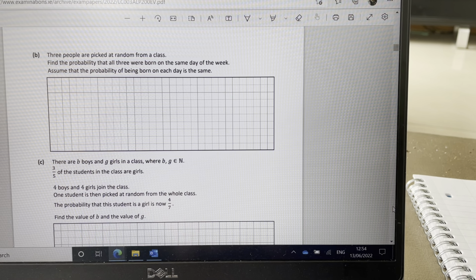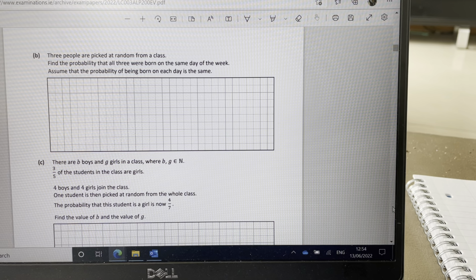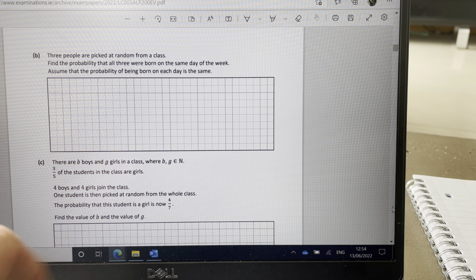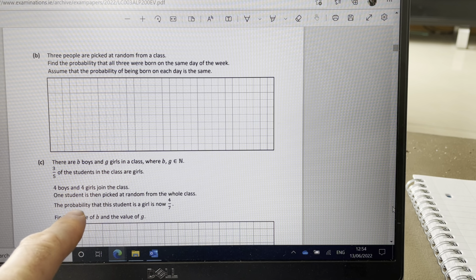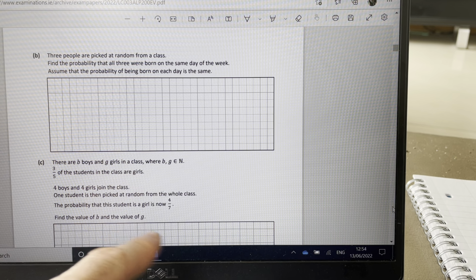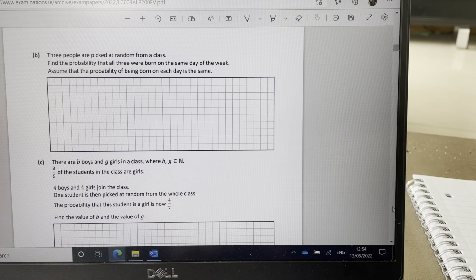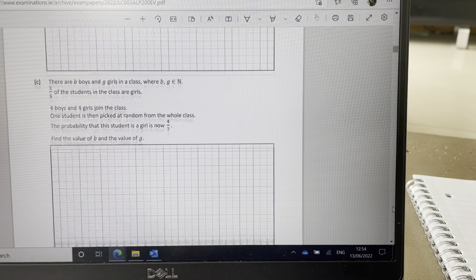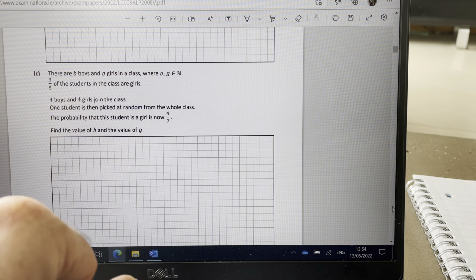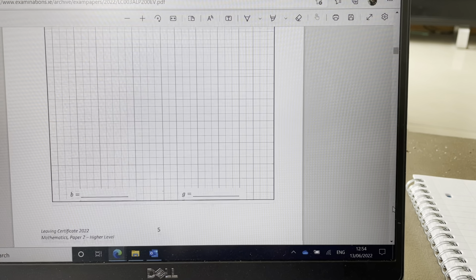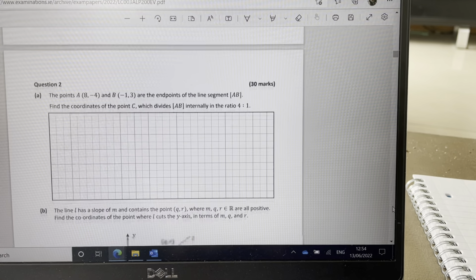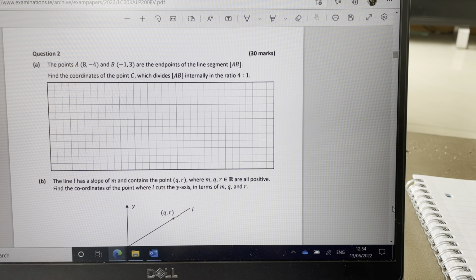Three people picked at random, probability they're all born the same day. That's a fairly standard probability question. It looks okay. Then the number of girls who joined the class, picked at random, the probability the girl is now this. That's a fair enough question. All of those are just going to boil down to simultaneous equations, putting in some variables, using the standard probability equations and creating some simultaneous equations for yourself.